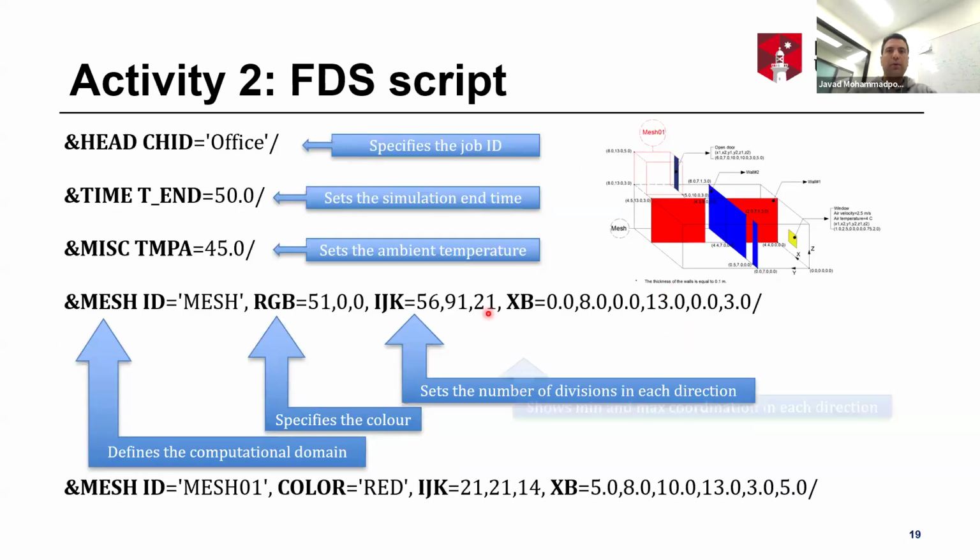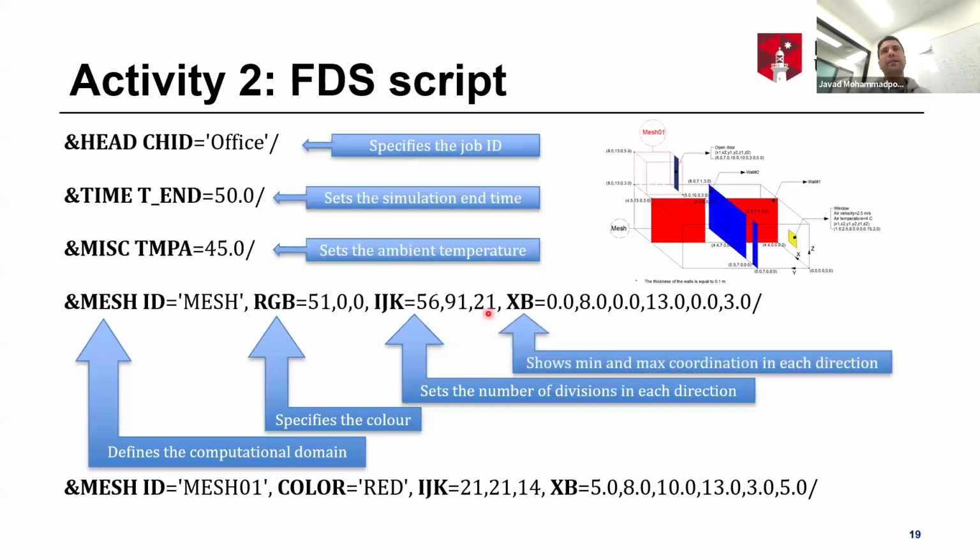And what is the XP? XP shows the minimum and the maximum coordinates in each direction. So again, I define the downstairs as a mesh. I consider the gray one as a color. I divided the downstairs geometry in 56, 91, and 21 uniform parts in the X, Y, and Z direction.